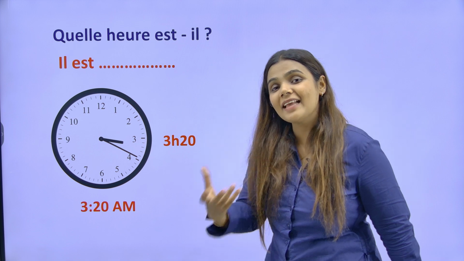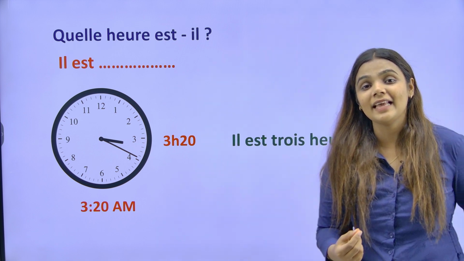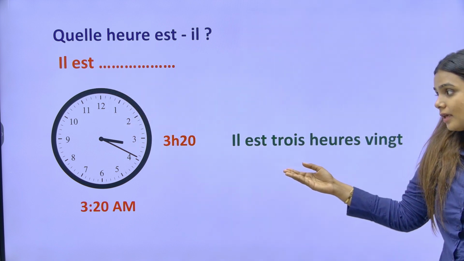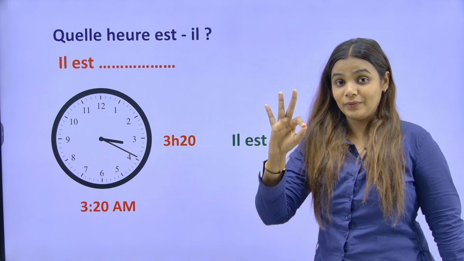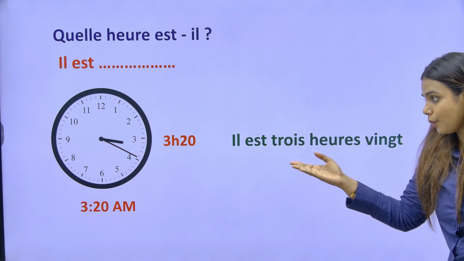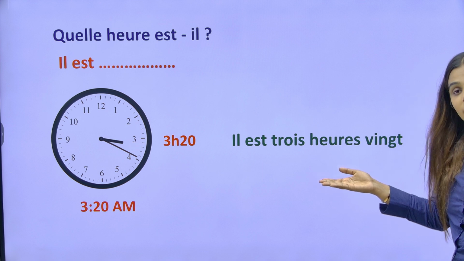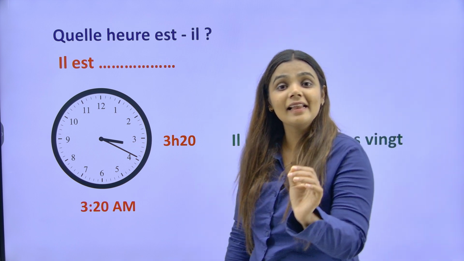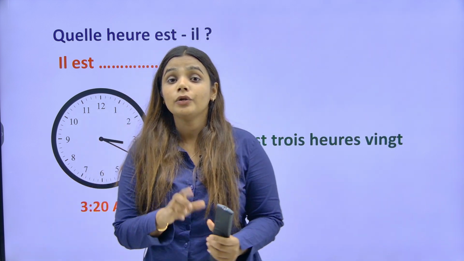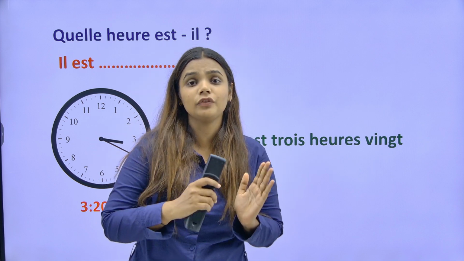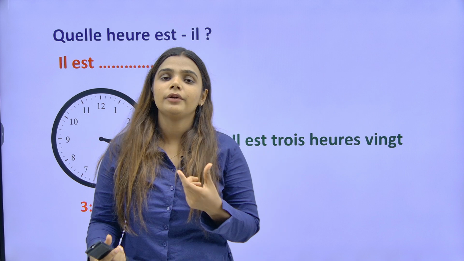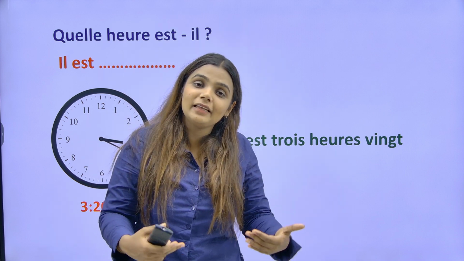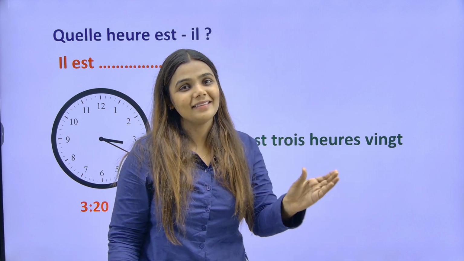And how am I going to say this in French? I will be saying it as il est. From here, it is, how many hours is it? 3. So what's 3 called in French? Trois heures. Heure means hours. 20. So I am saying it as il est trois heures 20. Note that we don't have to say il est trois heures 20 minutes. We don't need to use the word minutes because it is understood that when I say il est trois heures 20, the 20 is the minute.